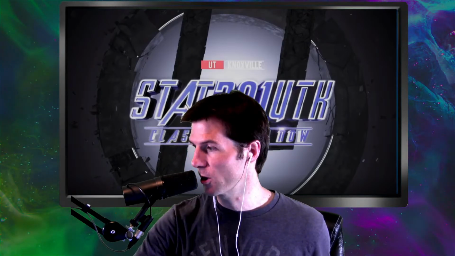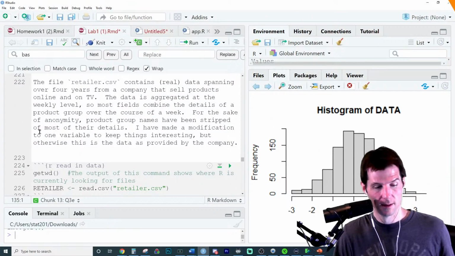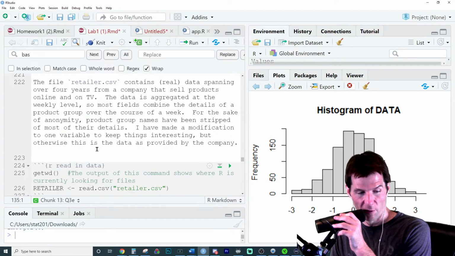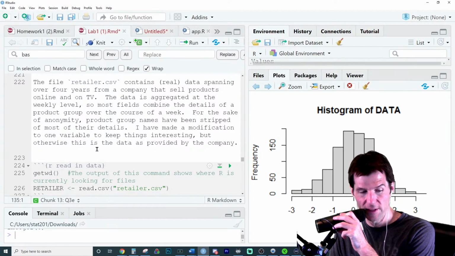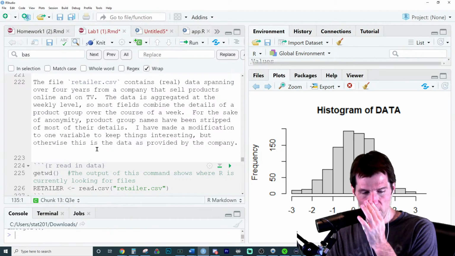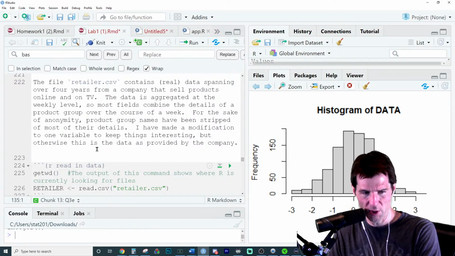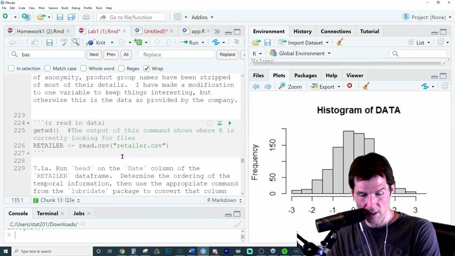Okay, question number 6 on the lab. We got time to do this one. Oh, yeah, we got the retailer data. Okay, here we go. Question number 6. The file retailer contains real data spanning over 4 years from a company that sells products online and on TV. The data is aggregated at weekly level, so most fields combine the details of product groups over the course of a week. For the sake of anonymity, product group names have been removed from most of the data. I have made a modification to one of the variables to keep things interesting. Otherwise, the data is kept the same.